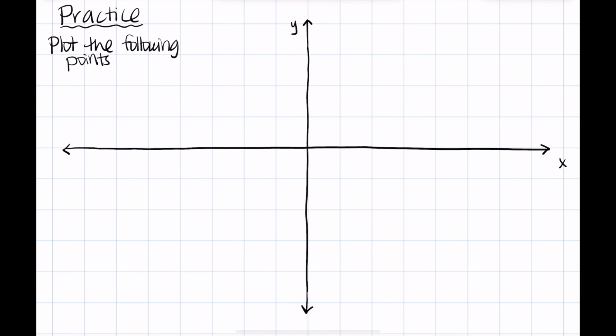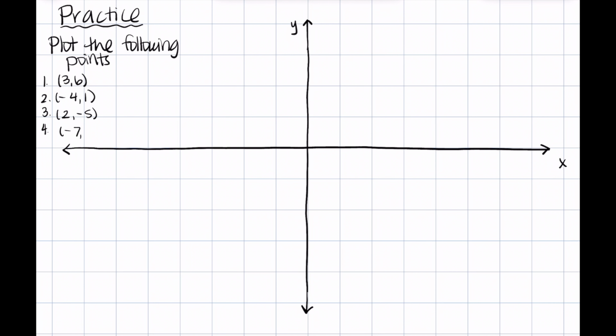The directions just say to plot the following points, and we have 4 coordinates here. The first one is 3, 6. For the second point, we have -4, 1. For the third point, we have 2, -5. And for our last point, we have -7, -3.